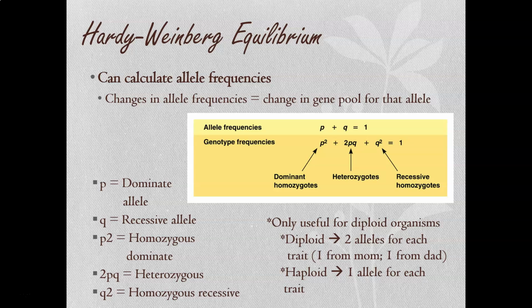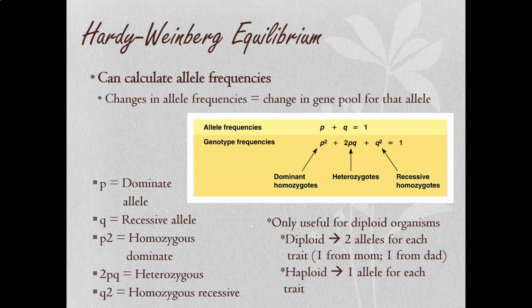So when we look at calculating Hardy-Weinberg, there are two major calculations, two major formulas that you should be familiar with. One of them is strictly for allele frequencies. The other is for your genotypic frequencies. When we look at calculating allele frequencies, we're talking p plus q equaling 1.